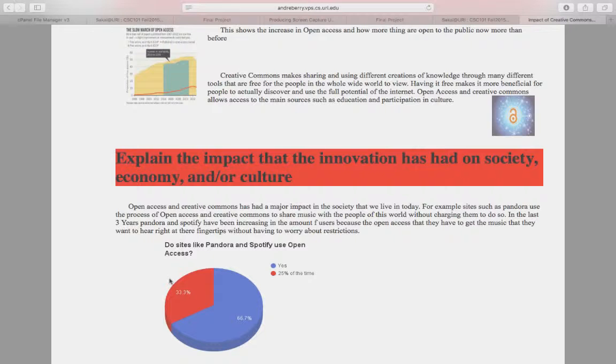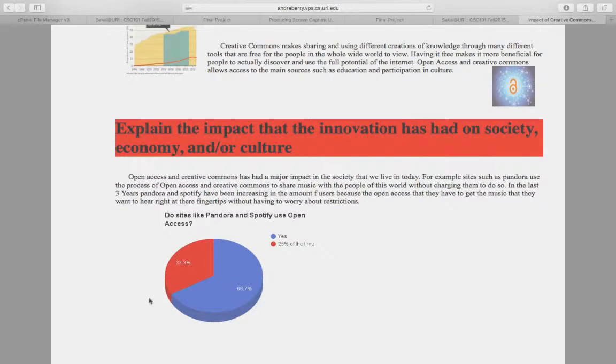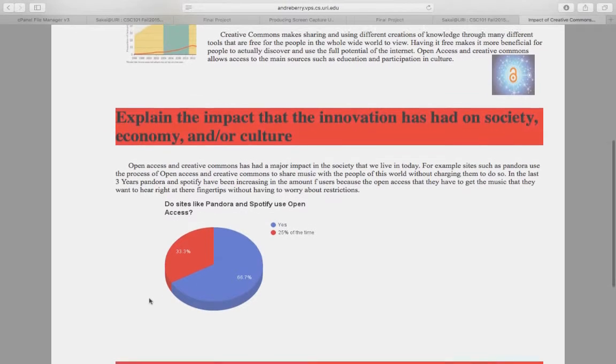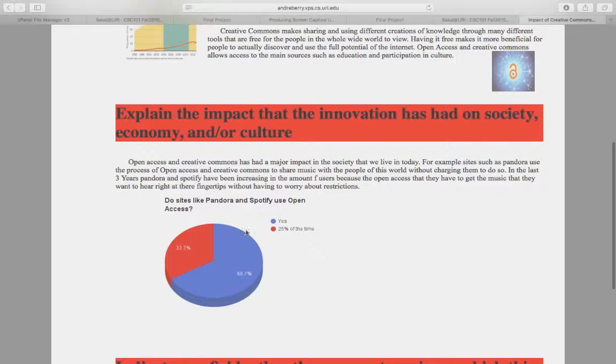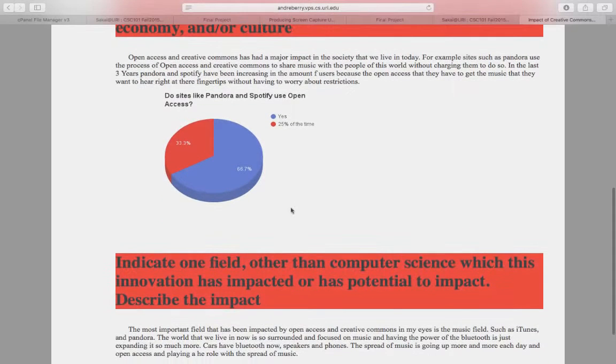So I had a little survey for people to use, where I asked for other people's opinions, and my question was, do sites like Pandora and Spotify use open access? 66.7% of people said yes, and 25% of the people said 25% of the time. But the answer is yes, it does, because once again, Spotify, one of the biggest music networks online, is increasing, and I'm going to get into that later.